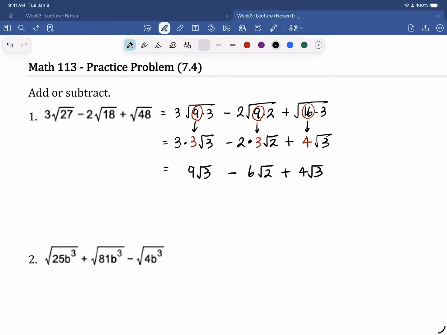So which one is the like terms? These two, right? Negative 6 square root of 2 is only one. So square root of 3 and square root of 3, same index and radicand. So 9 plus 4 is 13. 13 square root of 3 minus 6 square root of 2. That's the final answer. Okay.